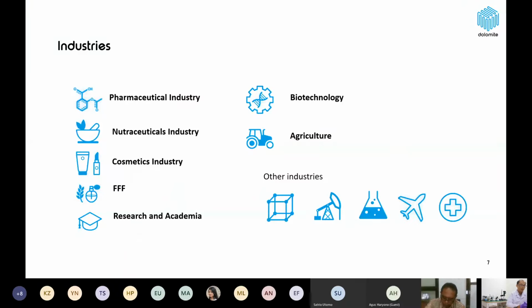The application of microfluidics in industries is varied. For example, microfluidics can be applied in the pharmaceutical industry, like drug encapsulation and drug delivery. It can be applied in the nutraceutical industry, the cosmetic industry, food flavors and fragrances, and research academia. It can also be applied in biotechnology and agriculture, or other industries as well.